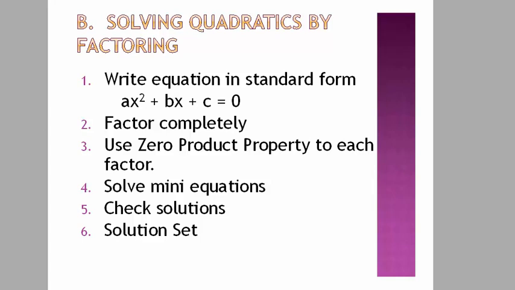Once you've factored completely, use your zero product property on each factor. So you set each factor equal to 0. Solve your mini equations. Check your solutions. You can always check your solutions and then put it in solution set form.